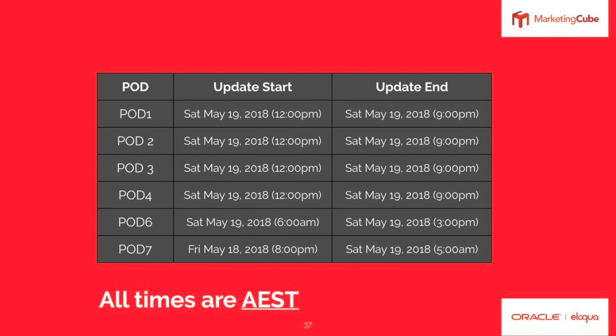So pod 7, which is the Australian-based pod or data center, it's sort of 8 p.m. on a Friday till 5 Saturday, which makes a lot more sense. So 12 p.m., 9 p.m., etc. So yeah, it makes it a little bit easier for you to understand what's going on.